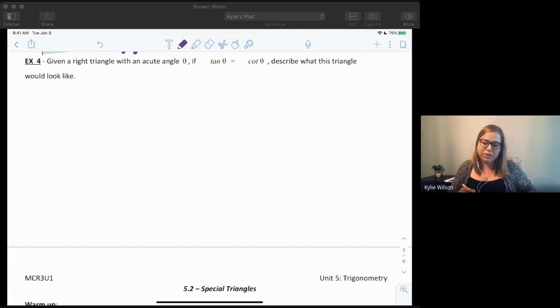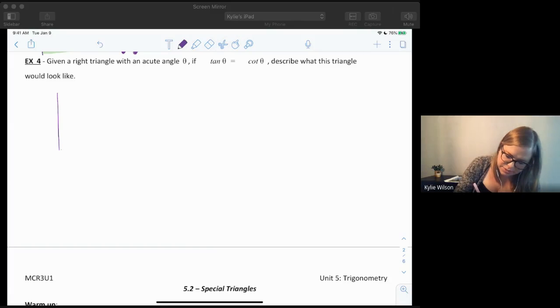Okay, so given a right angle triangle with acute angle theta, if tan theta is equal to cotangent theta, describe what kind of triangle this is. So let's start by drawing a diagram. So we know it's a right angle triangle.